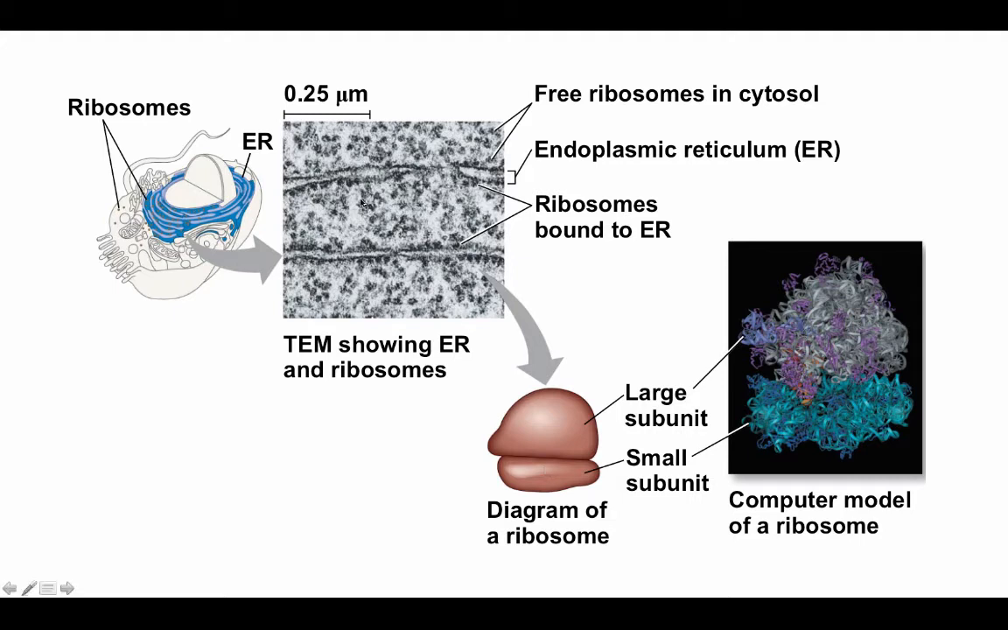Here we have an image of what these different kinds of ribosomes look like. The freely floating ribosomes just kind of look like little dots floating in the cytoplasm. But when you see a membrane with those little dots attached, those are the ribosomes that are attached to the endoplasmic reticulum, a molecular structure of large and small subunit of the ribosome.